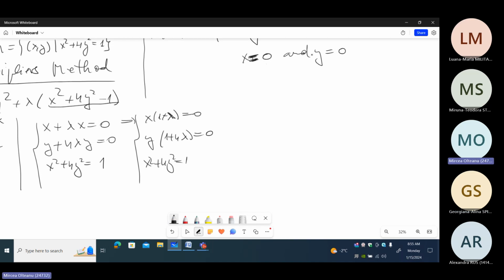If both x and y are 0, in that case, the first two equations are fulfilled. But if we replace them in the last one, we get 0 equals 1, so this is impossible. So x and y cannot be both 0. So now, if from the first equation x is 0, then we go to the second equation, and from here y cannot be 0, so necessarily lambda must be minus 1 over 4. Yes?